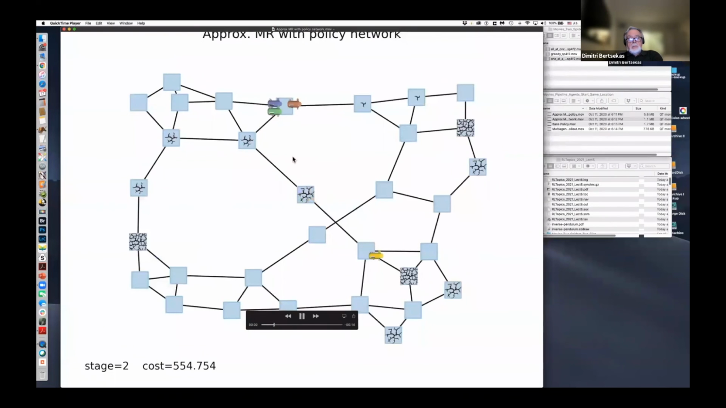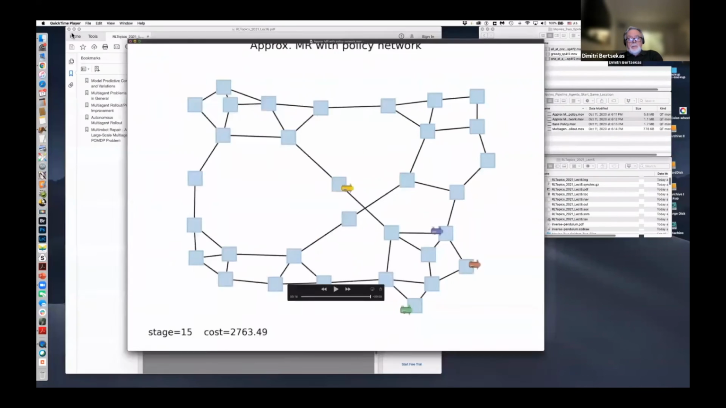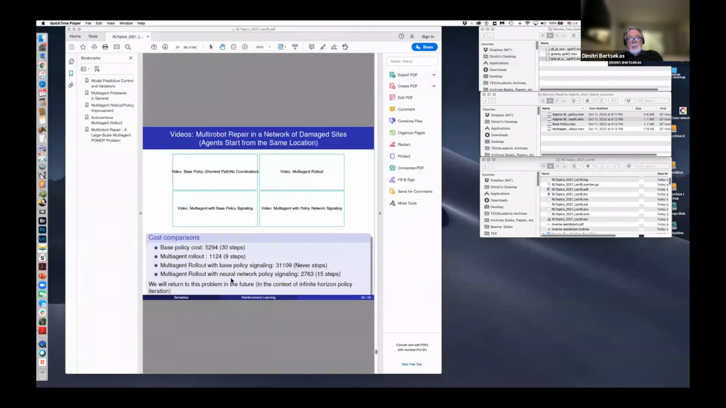Again, you can see that the agents split up. They have split up, but they're doing it less intelligently, with less efficiency, because the neural network is not passing entirely correct information. So as a result, with neural network signaling, we get performance that's in between these two.